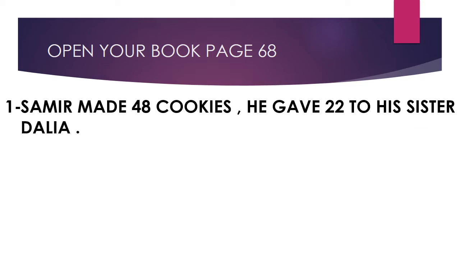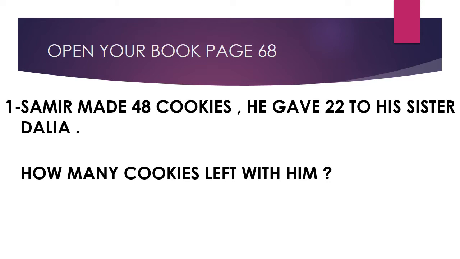The first story problem says Samir made 48 cookies. He gave 22 to his sister Dalia. How many cookies are left with him? What is the first thing we are going to do here? We circle the large number, which is 48, and make a square on the smallest number, which is 22, and make a circle on the word left.